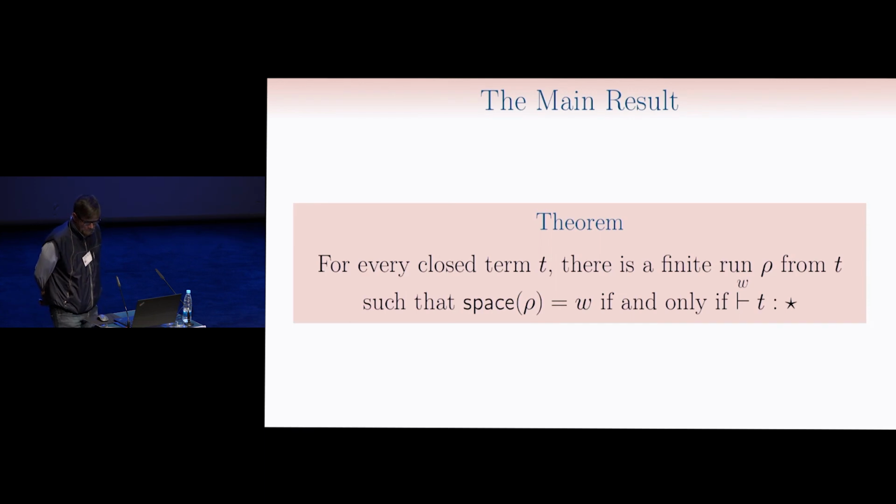So the main result is that closure types are a sound and complete methodology for evaluating the space consumption of the Space KAM, namely that every closed term receives a type with weight W if and only if its space consumption is precisely that weight.